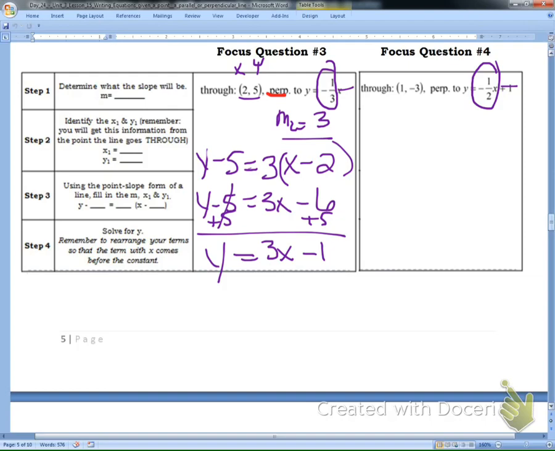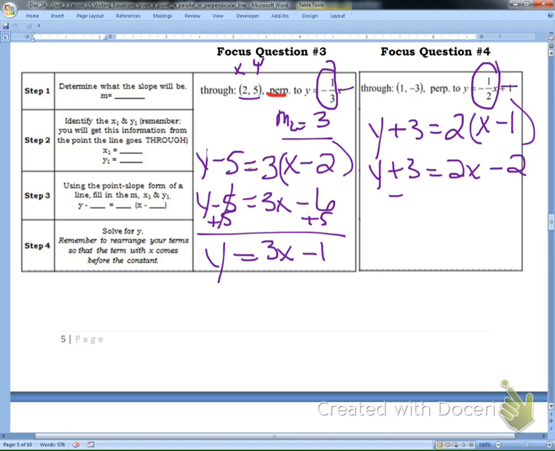Alright, let's try it for focus question number 4. Y opposite your y term, so plus 3, is equal to the slope that you want. If our slope of the perpendicular line is negative 1/2, we need a positive 2 over 1, or just 2, times the quantity x opposite our x, so negative 1. Use your distributive property: y plus 3 is equal to 2x minus 2, and move the 3 to the other side of the equation. So y is equal to 2x minus 5.